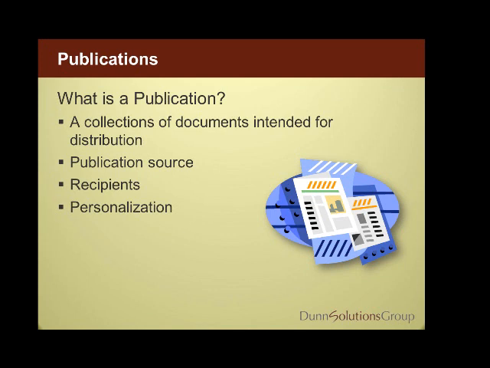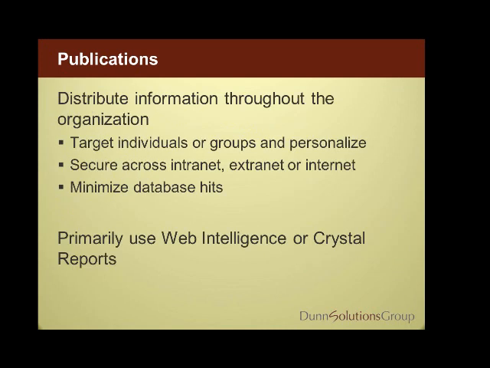Basically a publication is a collection of documents intended for distribution. In essence, that is what we're talking about here. What you do with publications is you identify your document sources, you identify your recipients, and you set up your personalization so that these bundles of documents can be delivered in a variety of ways to the folks that are supposed to receive them.